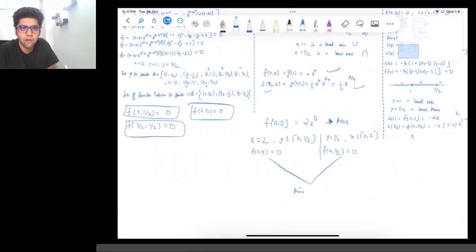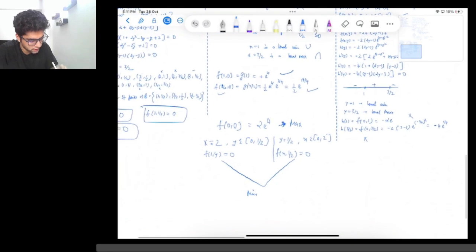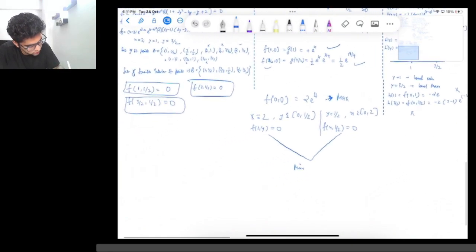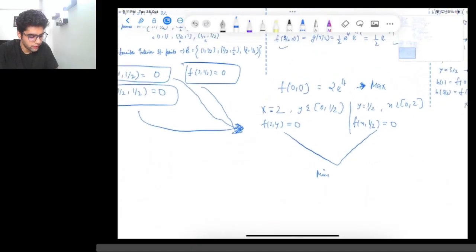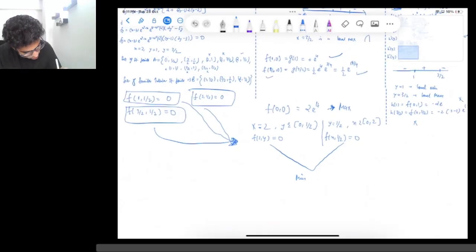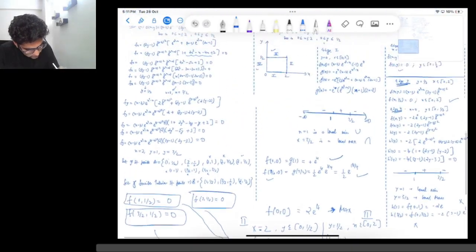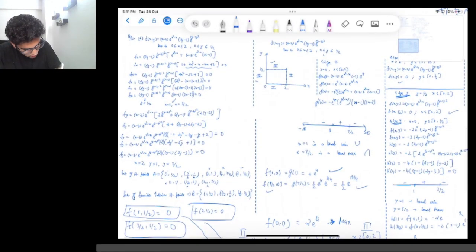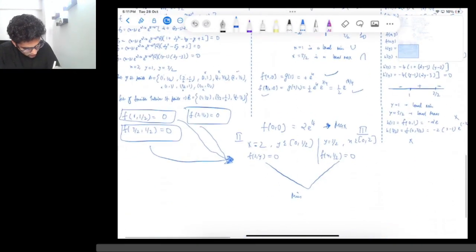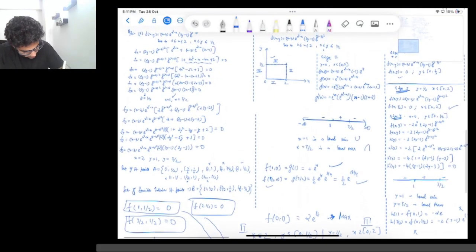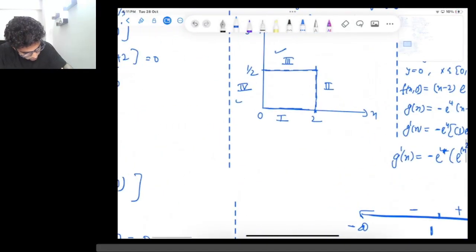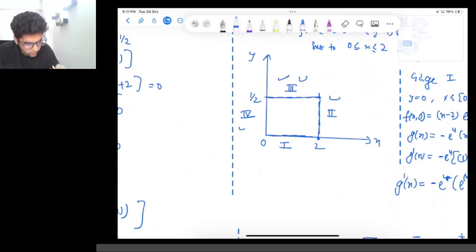And you can see 1 comma half lies between these points, all three of these points lie in these domains only, right? On edge 2 and edge 3, right? You can just see x is equal to 2, and y lying between 0 and half, and y is equal to half, and x lying between 0 and 2, right? So these edges are giving me 0 and 0, right?